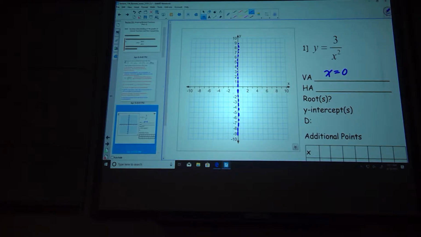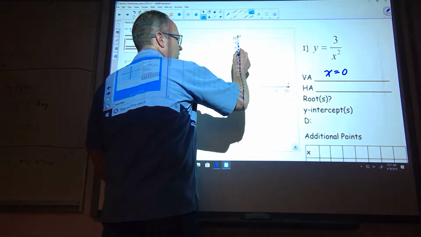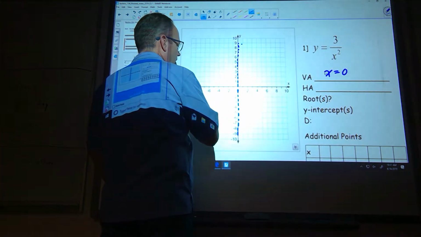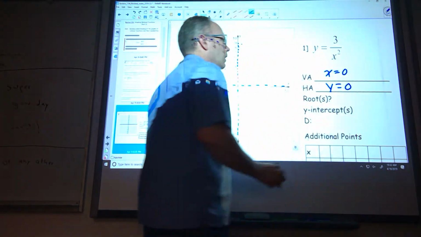So I just have a denominator. What do you think? Horizontal asymptote. So think about it. If I start plugging numbers in, like 1 and 2 and 3 and 4, I'd get 3 over 1, 3 over 4, 3 over 9, and I keep going. So that's basically doing something like this. It's saying, hey, I can't cross here, so y has to equal 0 as well.